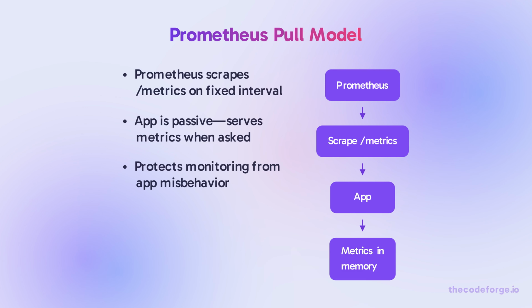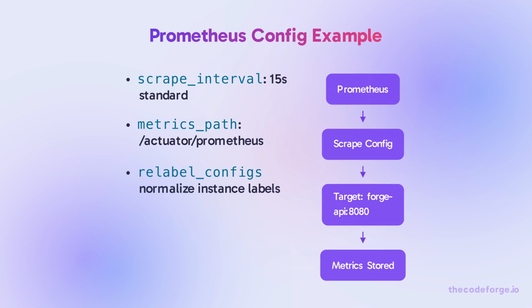Prometheus uses a pull model. It scrapes your application's metrics endpoint at a configured interval. This protects your monitoring infrastructure from a misbehaving app that might flood a push-based system. Here's a typical Prometheus scrape configuration. Notice the metrics path for Spring Boot is actuator/prometheus, not metrics. Relabel configs normalize instance labels to prevent cardinality drift.